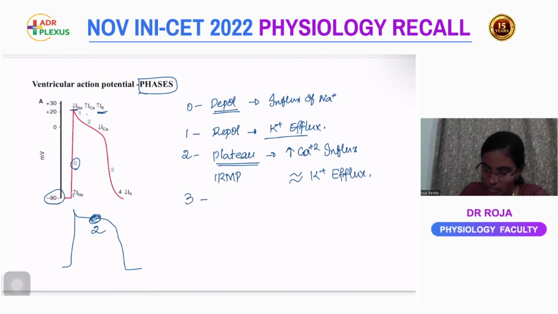Then the next phase is phase 3, which is the phase of rapid repolarization. As you can see, the membrane potential is falling rapidly.